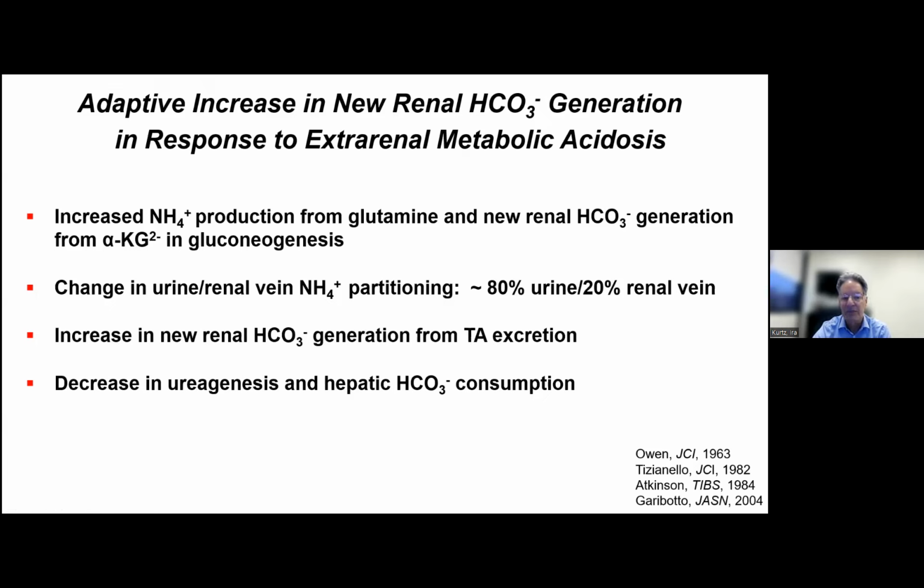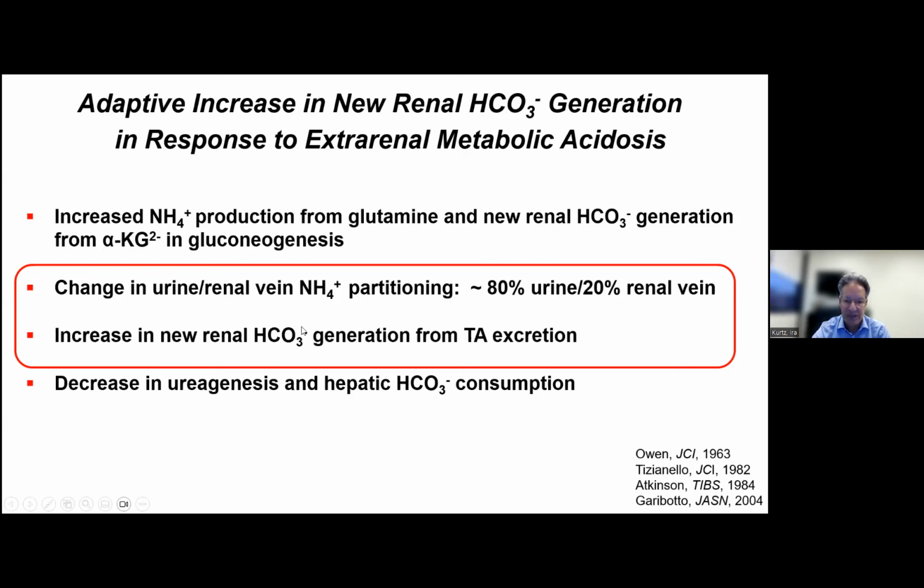And these two processes are defective in distal RTA. So if someone says to you, why do I get a metabolic acidosis in distal RTA? There's two reasons. One, this enhanced partitioning of sending more of the ammonia into the urine versus the renal vein cannot occur, and I'll show why in a minute. And secondly, you don't make as much H2PO4 from HPO4 because the H secretion is defective. So that's easy to understand.